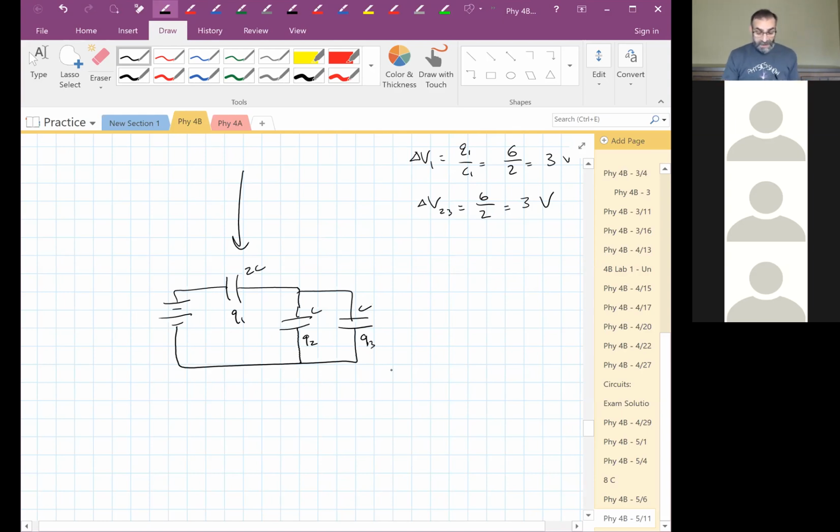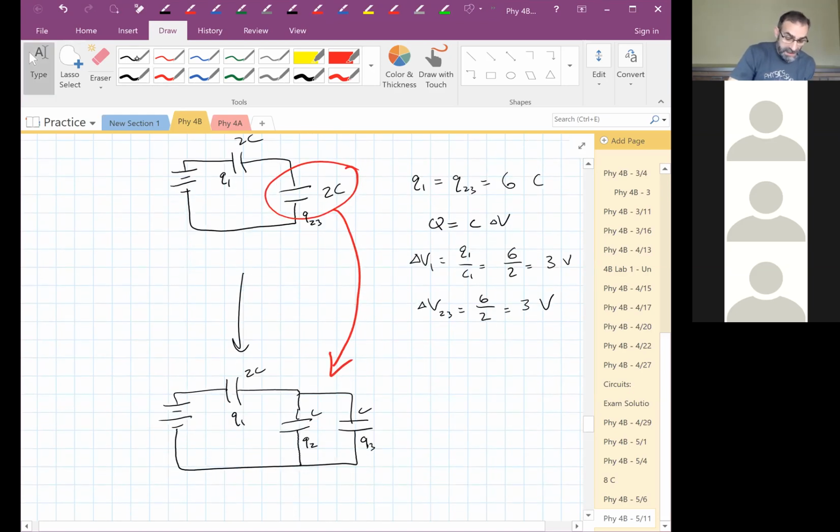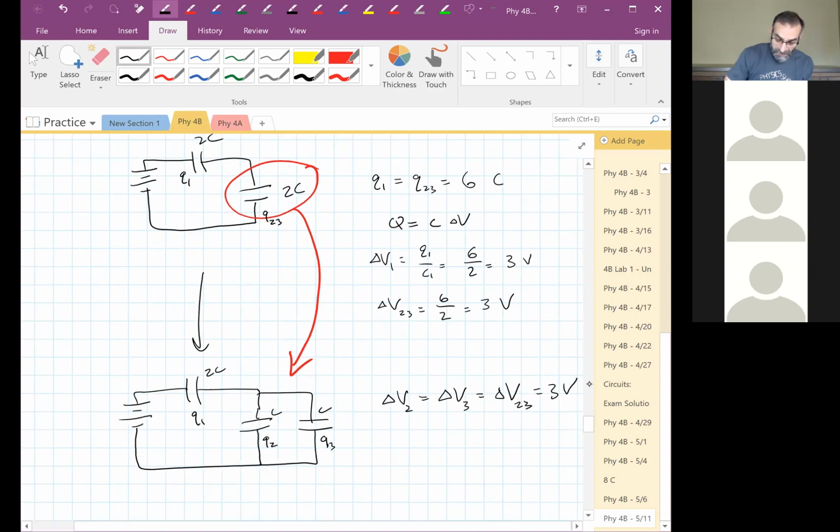So this capacitor is really two in parallel. So delta V has to be the same for those, right? Delta V2 has to equal delta V3, which has to equal delta V23, which is 3 volts, right? And then I can figure out the charge on each one because I know the voltage and the capacitance. So Q2 is C2 delta V2.